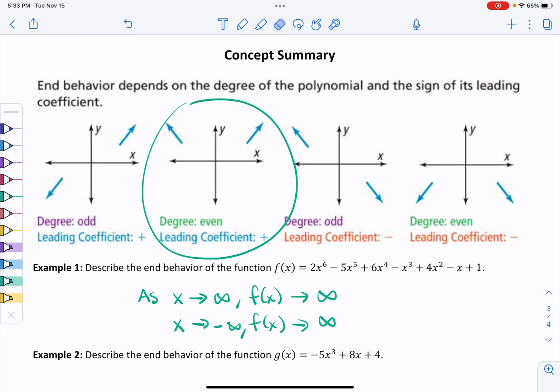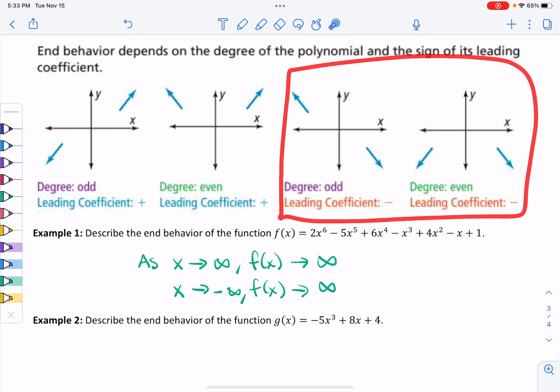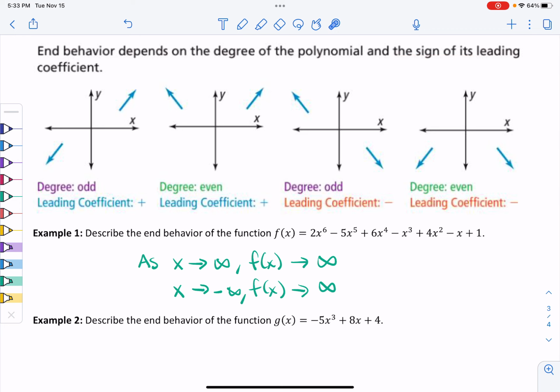All right. So looking at example 2, we're supposed to describe the end behavior of the function g of x equals negative 5x cubed plus 8x plus 4. Again, you could graph this and see it, but without graphing it, we can determine the end behavior. So looking at this, we have a negative leading coefficient. So we're going to be sitting in one of these two cases with the negative leading coefficients. We have an odd degree, highest power is a 3. So we're going to be sitting in this case right here. This is our case for example 2.